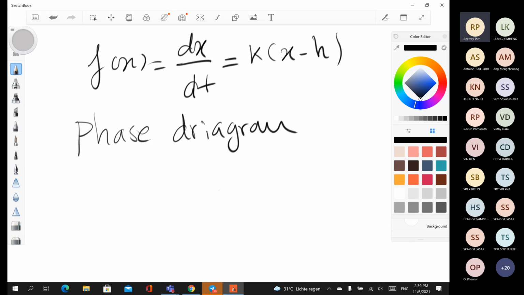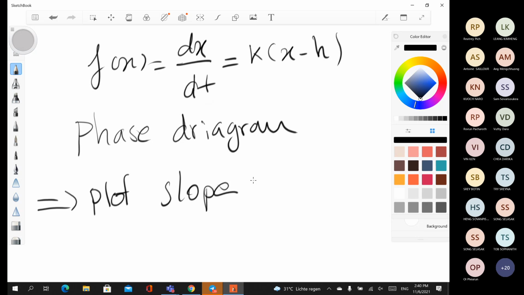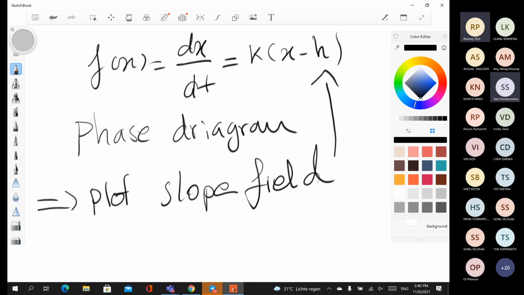And based on the equation, how can I plot? So when you are in grade 11 or grade 12, you will use hyperbola and parabola to draw. But when you are in higher education, you have to use a tool. So I will show you about the tool. You have to plot the slope field based on these equations. Okay. Other questions before we take a rest a bit?